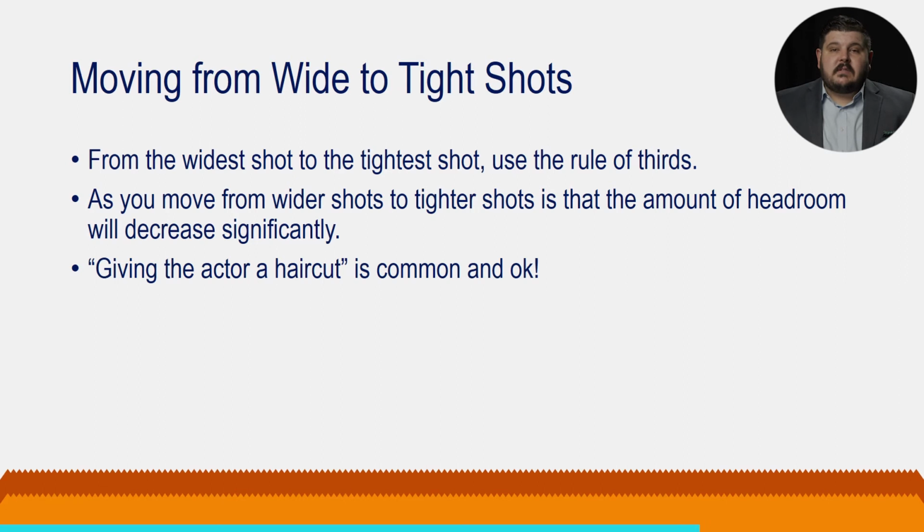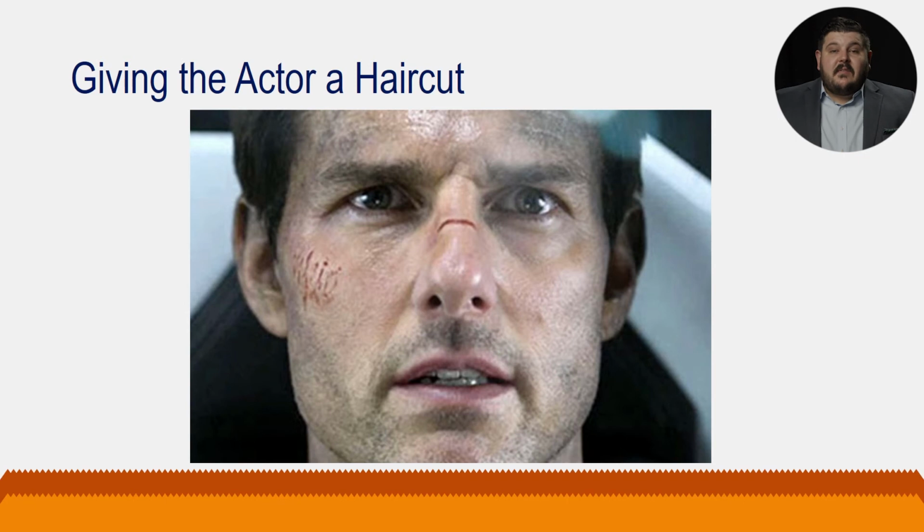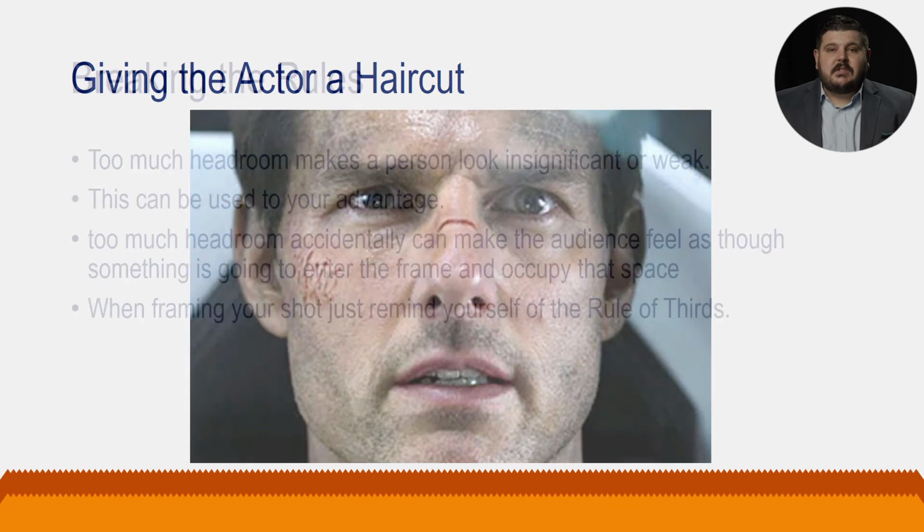One thing you will notice is that as you move from wider shots to tighter shots, the amount of headroom will decrease significantly. Eventually, you will even begin to cut off the top of the actor's head. Don't worry, that's normal. So normal, we even have a name for it. It's called giving the actor a haircut. Here's an example of giving an actor a haircut. It's a really tight shot, so tight that we've actually cut off the top portion of the actor's head, while still maintaining and prescribing to the rules of third composition.